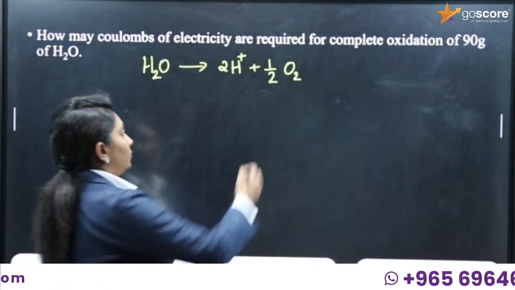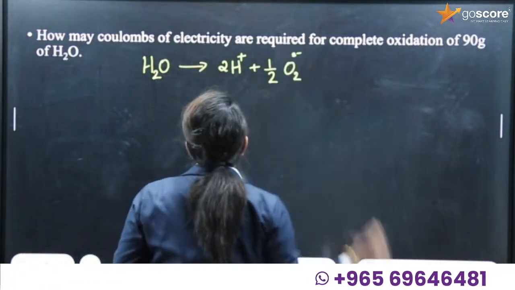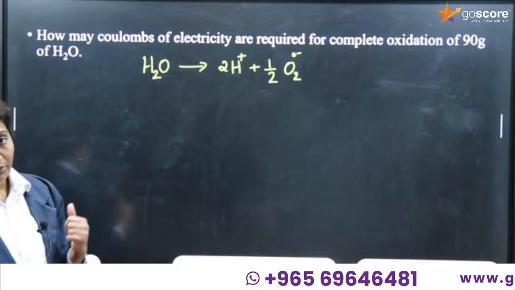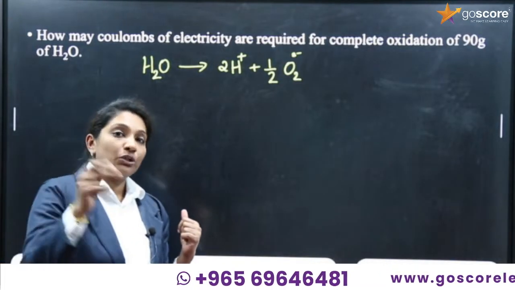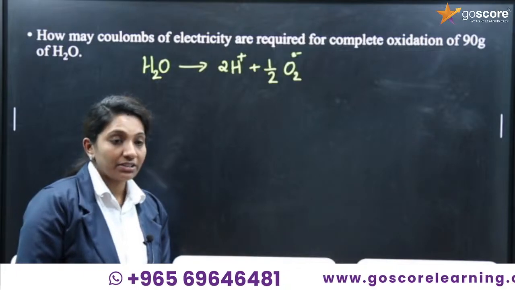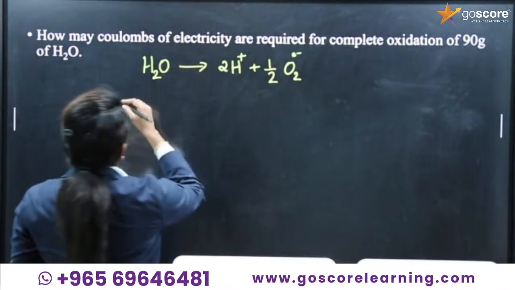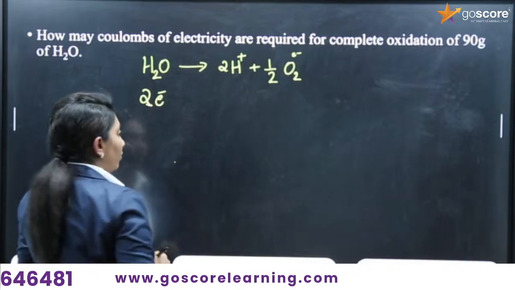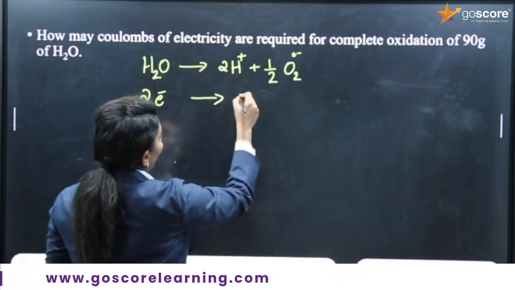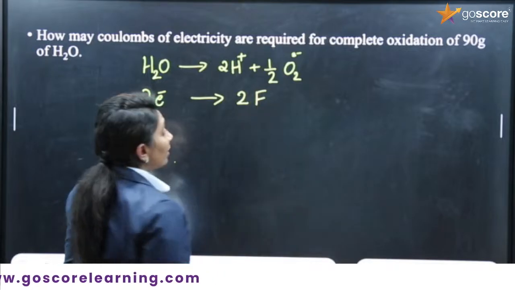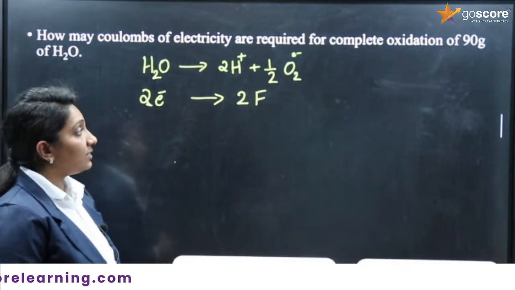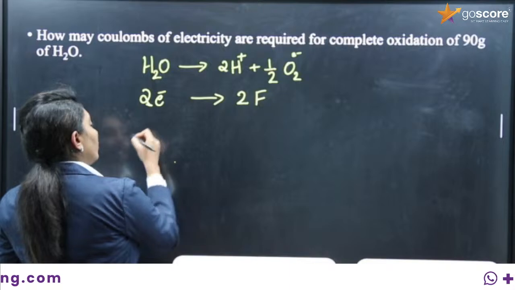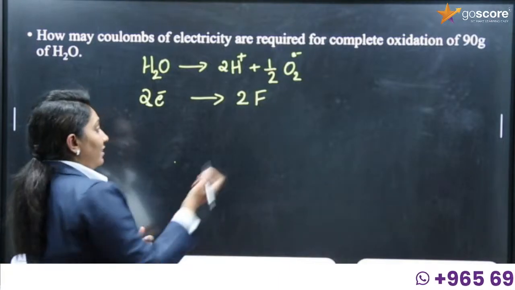So here O2, 2 minus. Okay. So here it's clear from the equation that 2 electrons are involved, right? So for that we can write that 2 electrons are involved. That means how much charge is required? 2 Faraday, right?